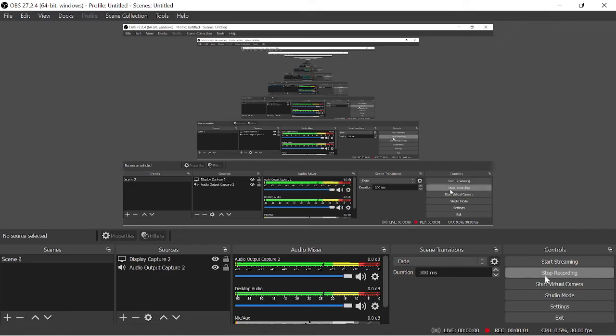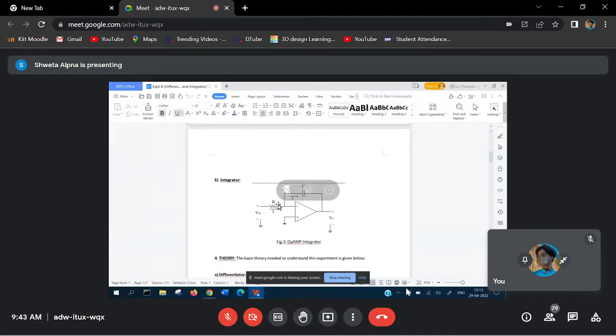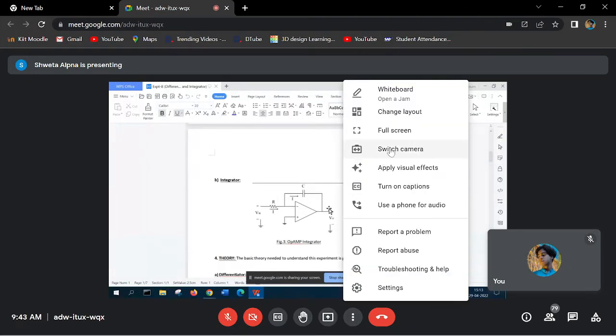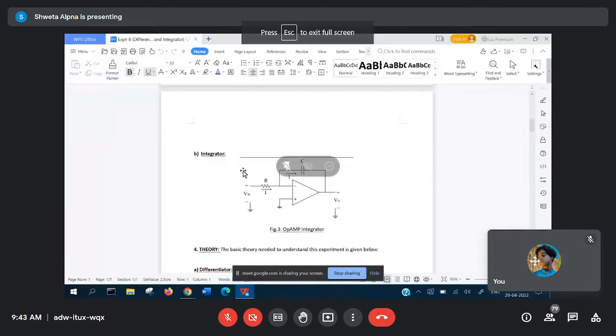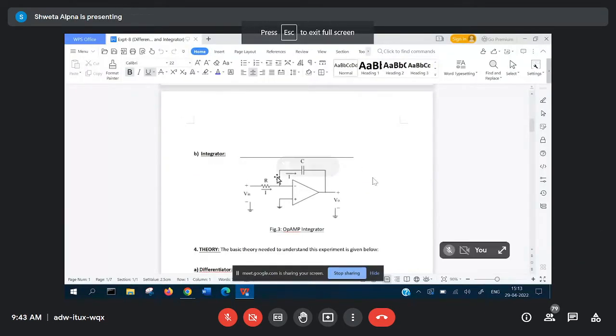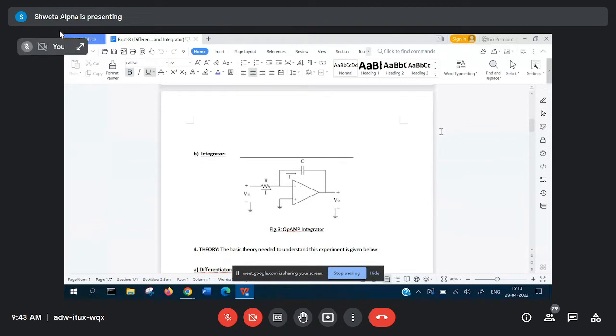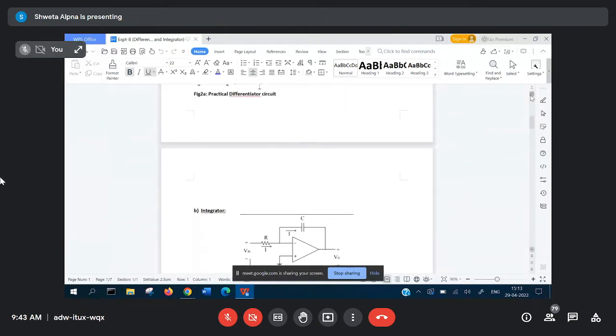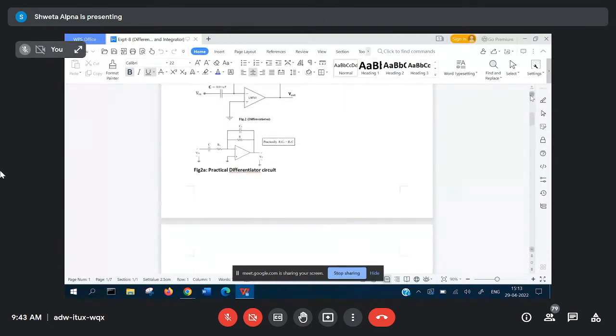Connected in the feedback path of the op-amp and resistor in the input path, then the op-amp will be connected in the form of an integrator. So the connection of an integrator is simply opposite that of a differentiator. In Tinkercad also it is very easy.